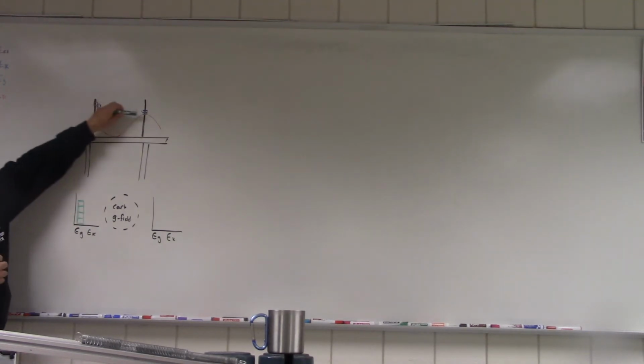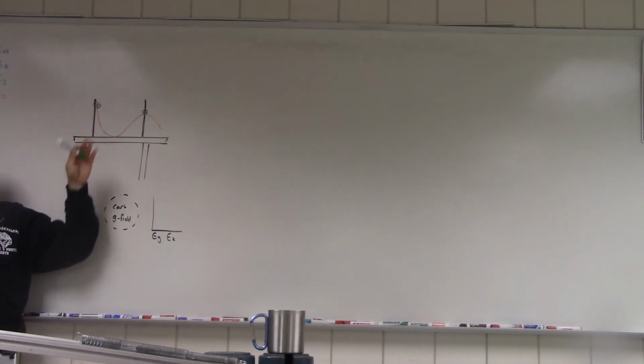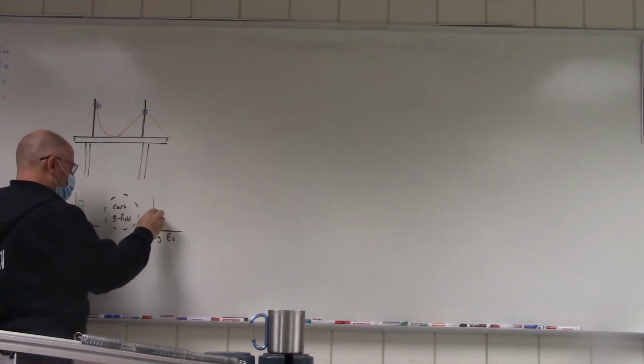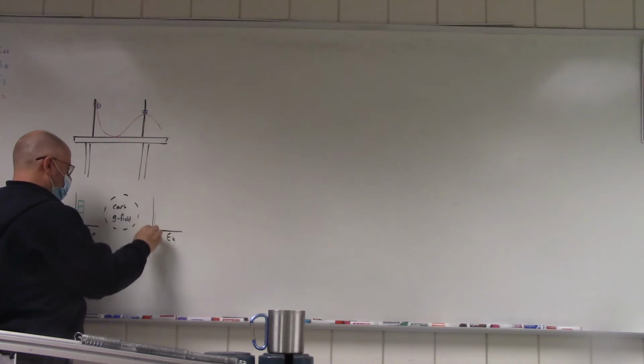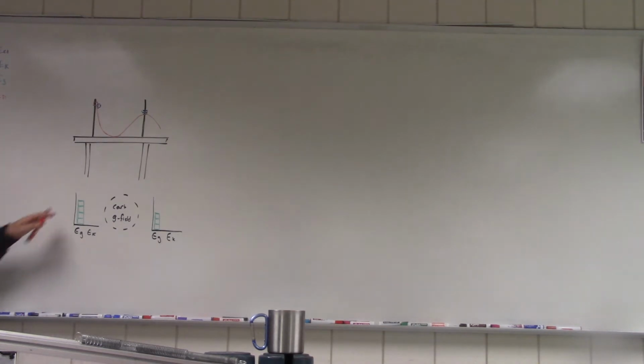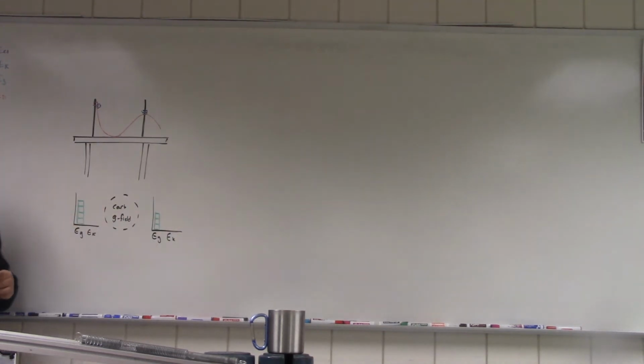Now, what do you notice about the height of this compared to the height of this? What do you notice just looking at the picture? The second hill is lower. It's always lower. So if I start with 4 here, I can go with 3 here. All right? And where did the energy go? It had to go somewhere. Okay?